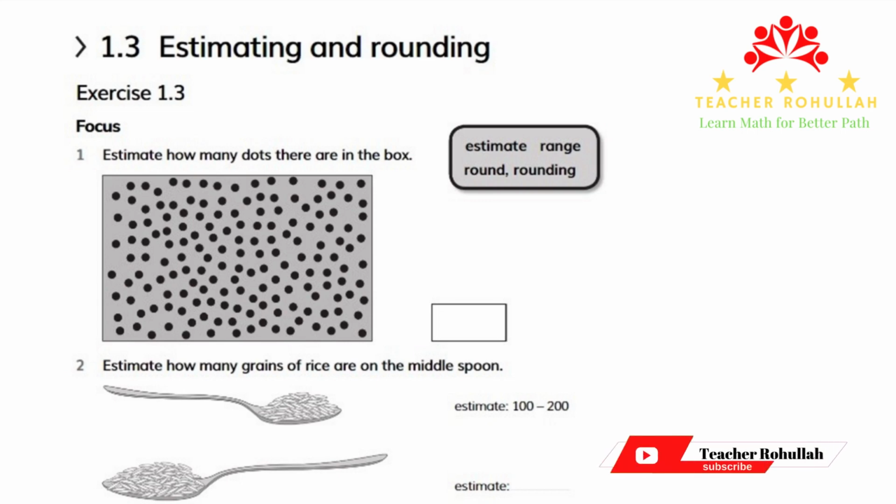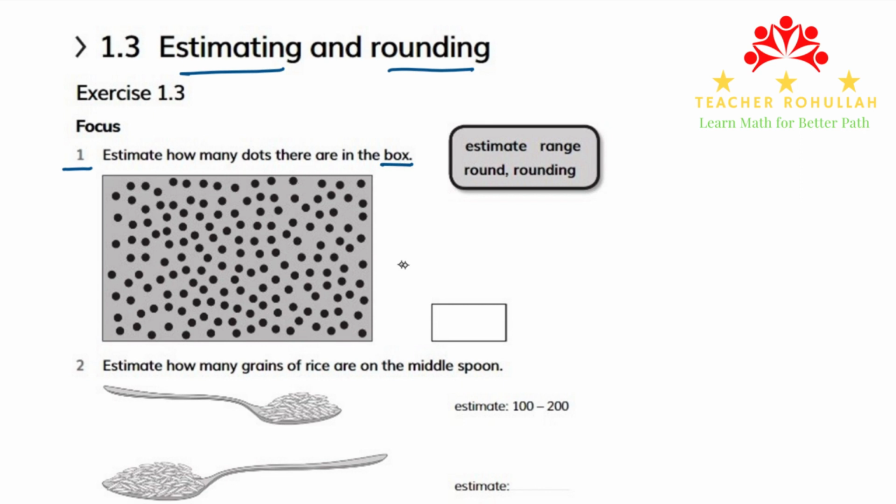In this video, I'm going to work on exercise 1.3 of workbook 3 of Cambridge Primary Mathematics. And this exercise is about estimating and rounding numbers. Let's start from question number 1. In question number 1, it says, estimate how many dots are there in the box. The box is given here, and we have to estimate how many dots are there.